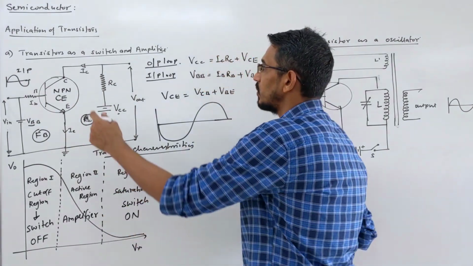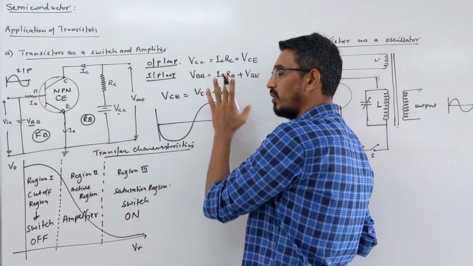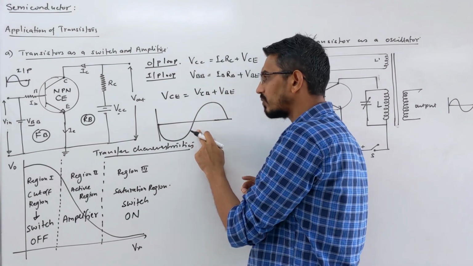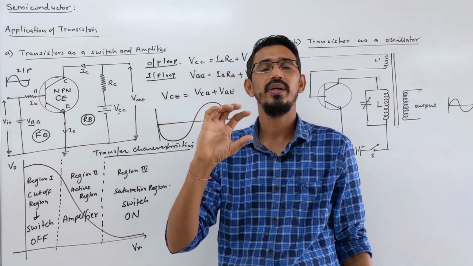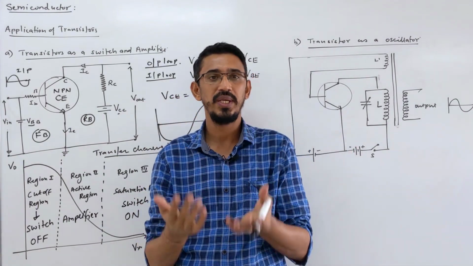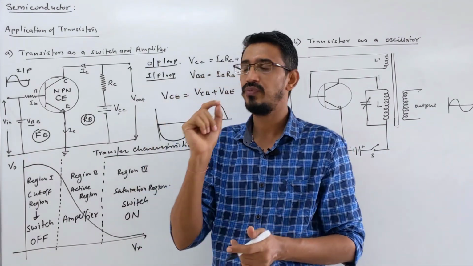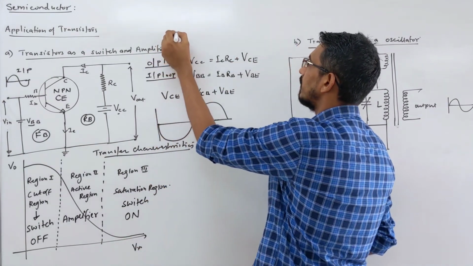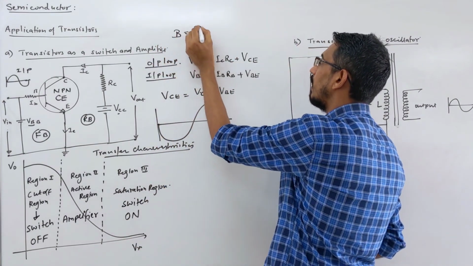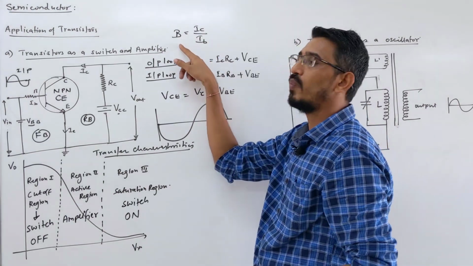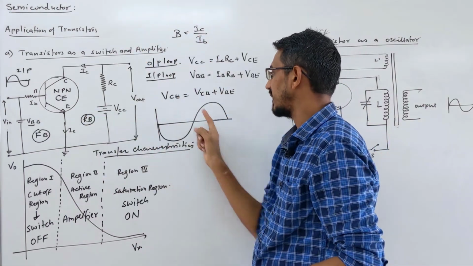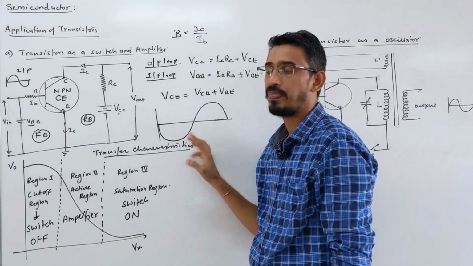Is it clear to you? It will be amplified, the value will increase. But why can the value increase? Because remember, the common emitter current gain is called beta, and beta is big. The beta formula, if you remember, is beta equals IC by IB, correct? So this is always more than 1. So your amplified signal always increases, correct?